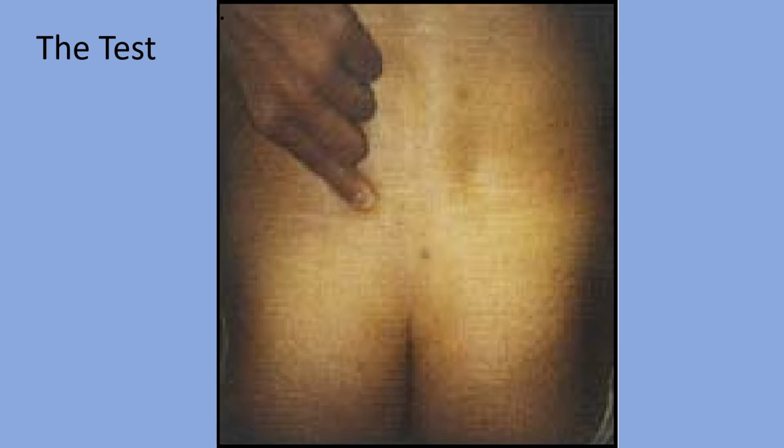The test. The patient is asked one of two questions. Indicate with one fingertip where the pain is felt to be worse, or from where do you think the pain is coming. A positive test is that the patient puts the fingertip just medial and just inferior, about 1 centimetre by 1 centimetre, to the PSIS.